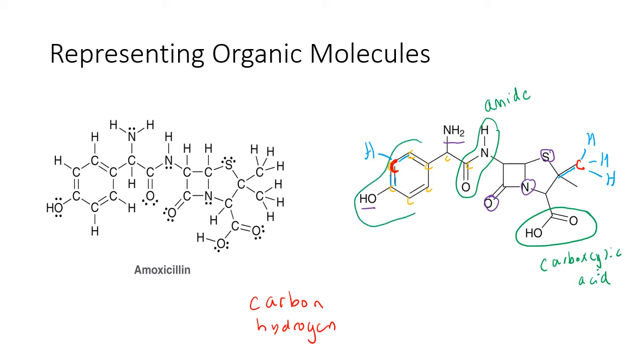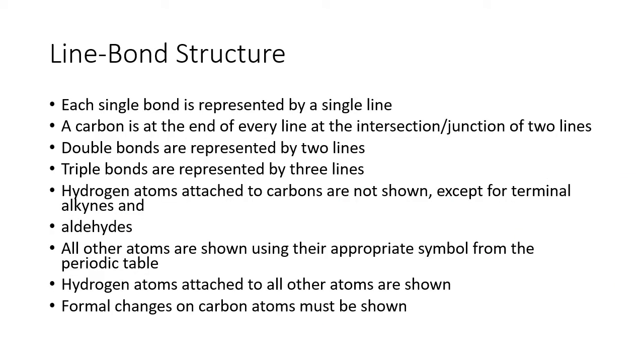This right here is an aromatic ring and it has an alcohol on it. This is called a phenol. So there's all kinds of stuff that I can quickly and easily identify and pull out when looking at line bond structure because it's not so messy. So let's go through the rules when using line bond structure.